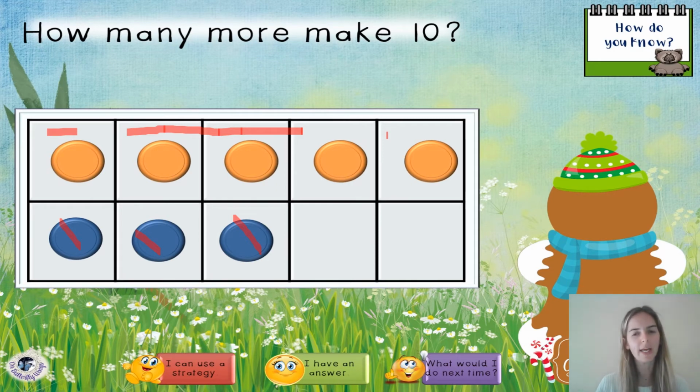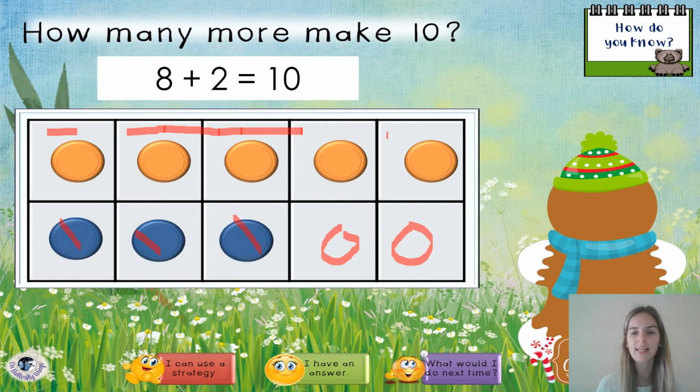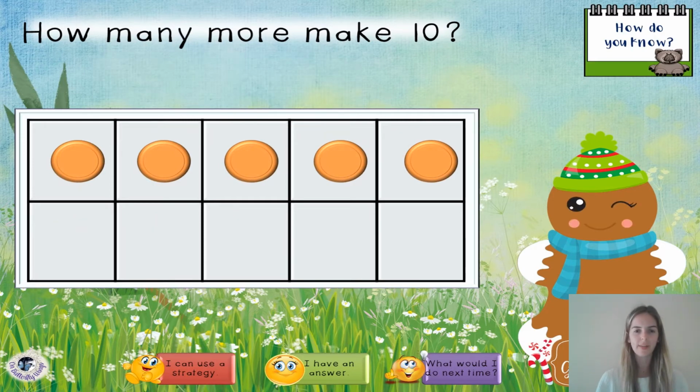Now I need to work out how many more to 10. So I'm going to keep using the counting on strategy and I'm going to put 8 in my head. 8, 9, 10. So we need 2 more to make 10. And as an addition problem, that looks like this: 8 plus 2 equals 10. Let's look at another one.